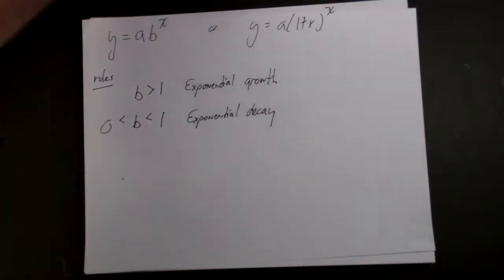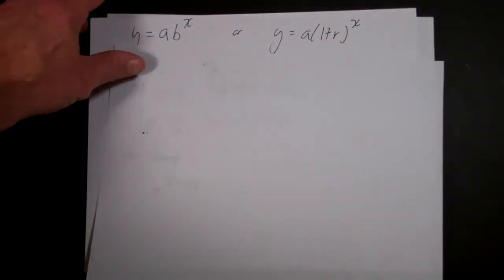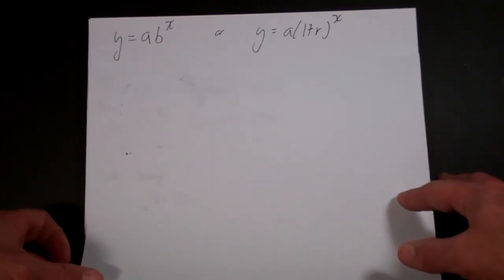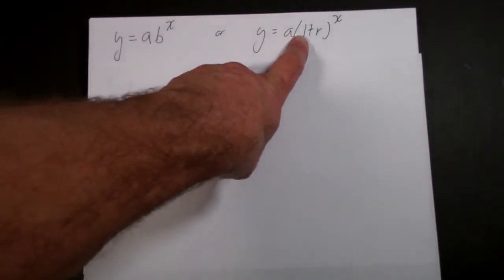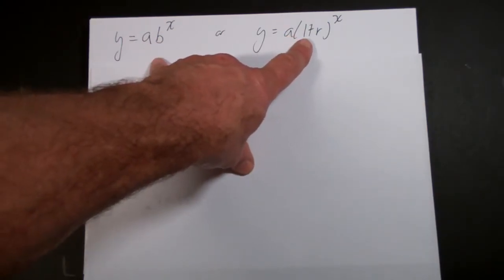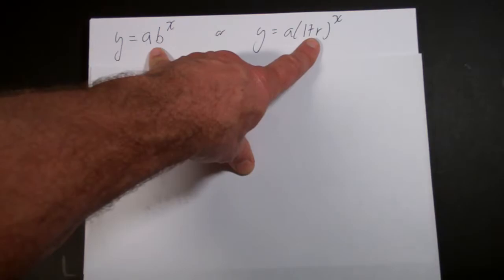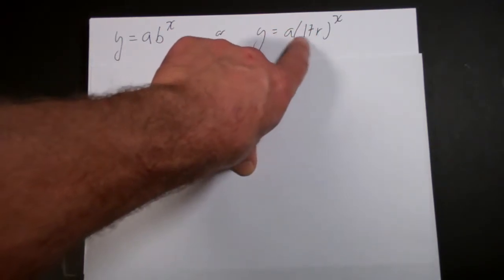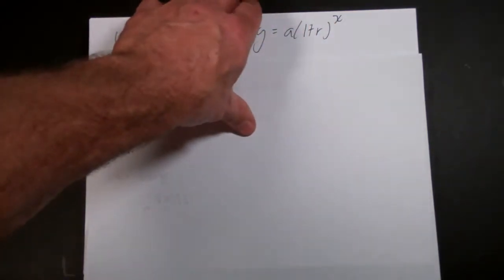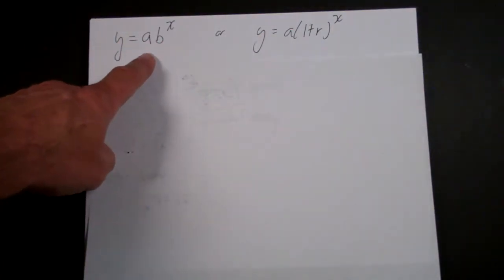And what we're going to look at is functions of the form y is equal to ab to the x, or functions in the form y is equal to a(1 plus r) to the x. These are actually exactly the same. The only difference is we've taken the b and rewritten it as 1 plus r. It doesn't matter. This way, in a lot of ways, is easier to understand in the problems that we're doing. But let's work with this one first.